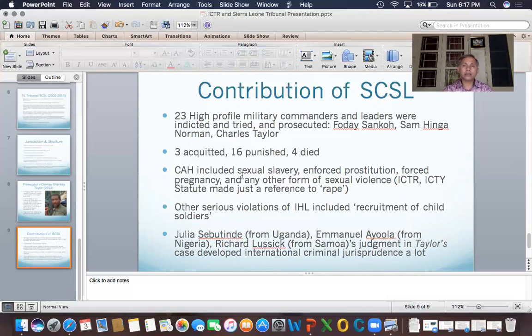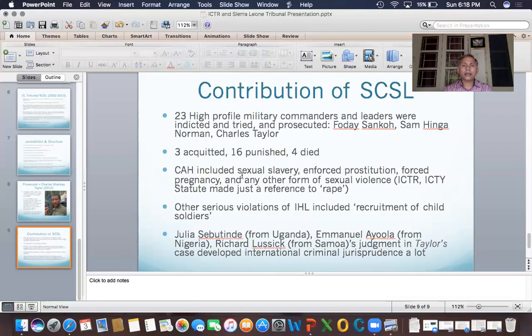More important than these factual things, if you look at the statute of this special court, I have just shown you that crimes against humanity for the first time included sexual slavery, enforced prostitution, forced pregnancy, and any other form of sexual violence. If you look at the statutes of ICTY and ICTR, you'll find just a reference to rape. But this is the first statute of a special court which explained and further developed how crimes against humanity are committed if committed through rape as a weapon or sexual slavery as a weapon. Because Charles Taylor and Fode Sankoh were all involved in such kinds of mass rapes and mass sexual slavery.